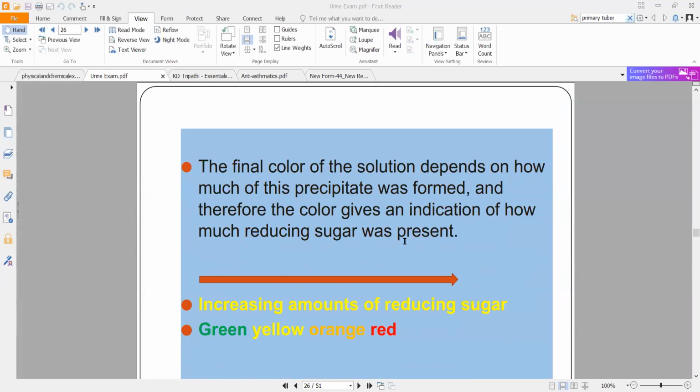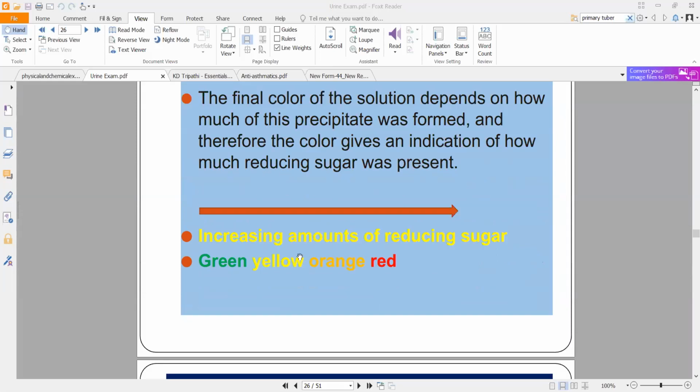So this is a direct correlation test, where if you have higher amount of sugar, you will get a very specific color. If you have lower amount of sugar, you will get a different color. So if you can see this bar, if you have less amount of sugar in your urine, you will get green color once you add Benedict's reagent. If as it keeps on progressing, the amount of sugar is more and more, the color will change to yellow, orange, or red.